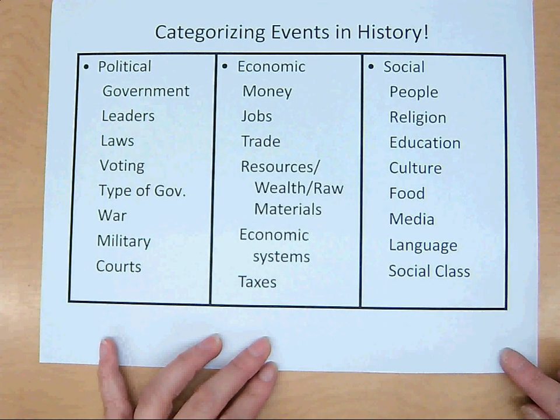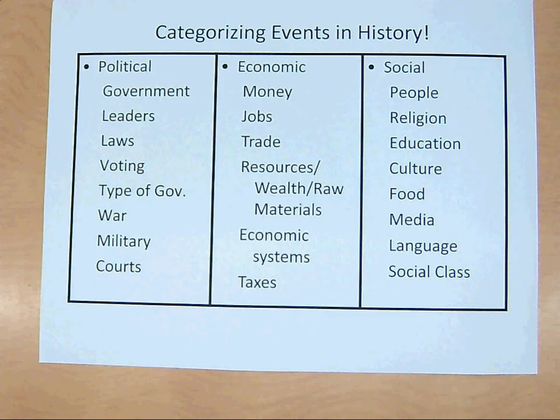Now, you may find in looking at any particular historical event that all of these things apply. There are social, political, and economic aspects to virtually every event in history. When you're trying to decide what to highlight or underline in your notes, or how to categorize information for an essay or a critical thinking problem, you want to think about what is the event mostly.